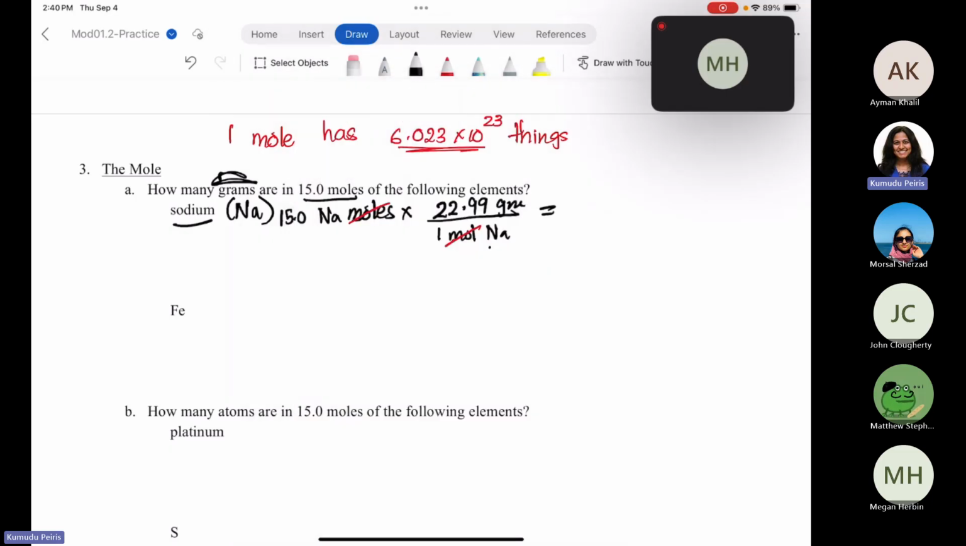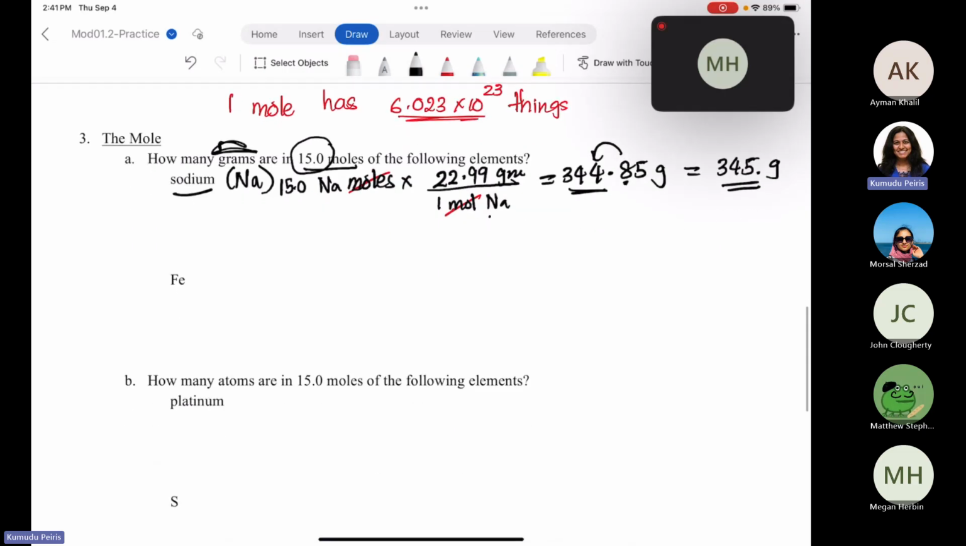It will be equal to 344.85 grams. So we are given the problem with three significant figures, so we'll round it to the third significant figure. That number is greater than 5, so we'll add a 1 to the 4. So that will be 345 grams. Right. And you can put a decimal place there too. Exactly. Right. Iron, 15 moles of iron.